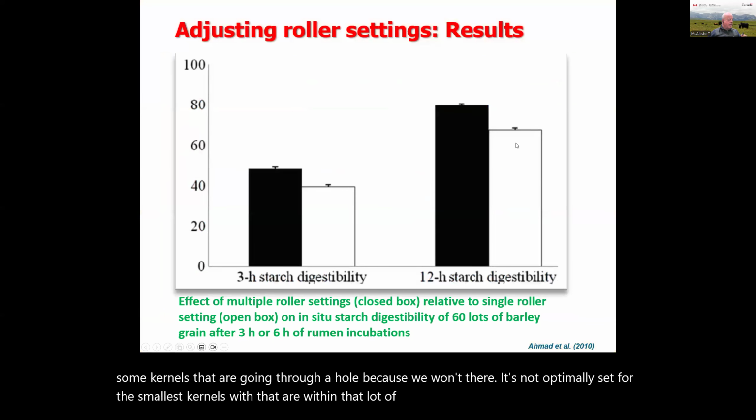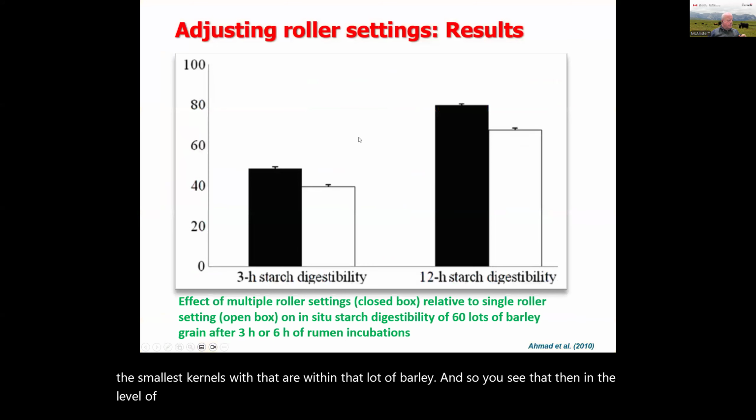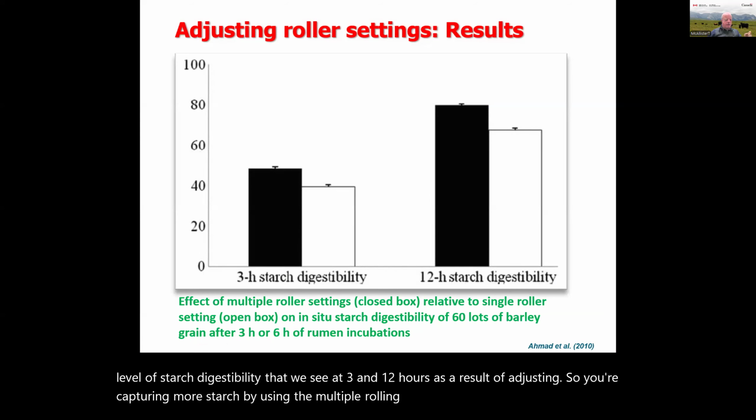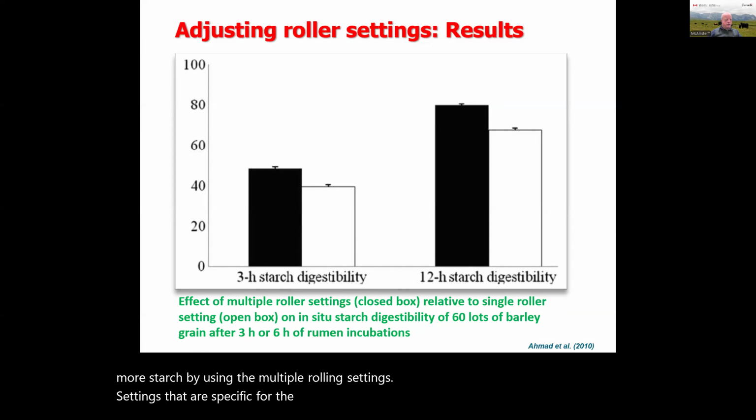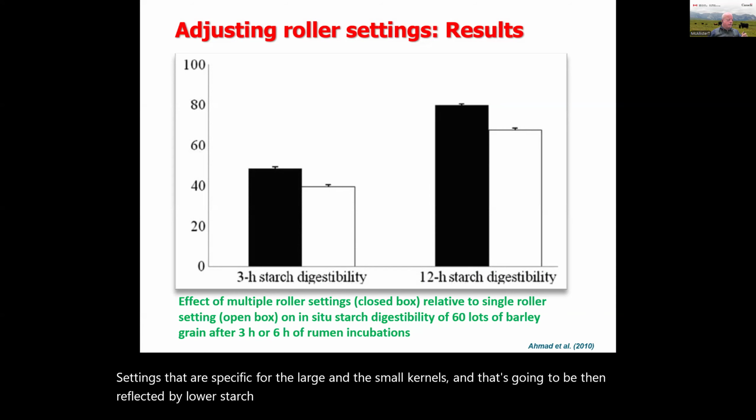And so you see that in the level of starch digestibility at 3 and 12 hours as a result of adjusting. So you're capturing more starch by using the multiple rolling settings, or settings that are specific for the large and the small kernels. And that's going to be reflected by lower starch levels in the feces as well.